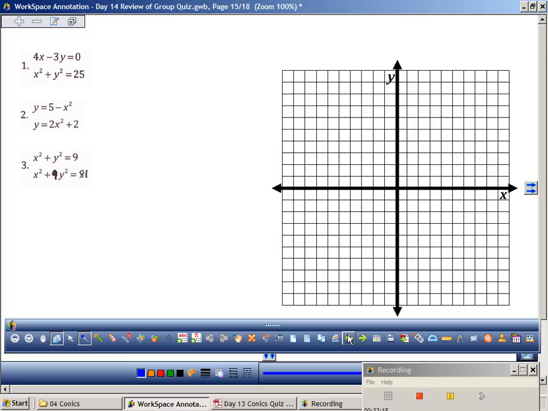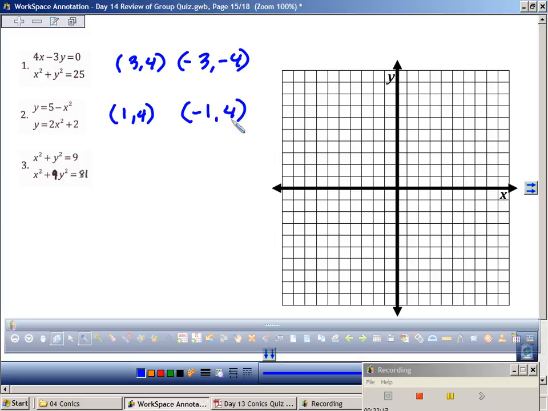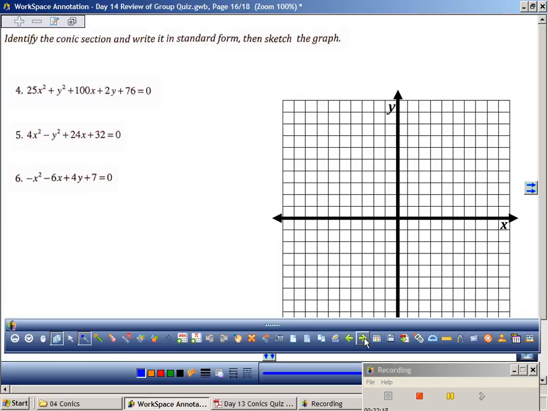Number 1. Number 1 is 3, 4, and negative 3, negative 4. Number 2 is 1, 4, and negative 1, 4. I can do any of these tomorrow as well. I can in a second.